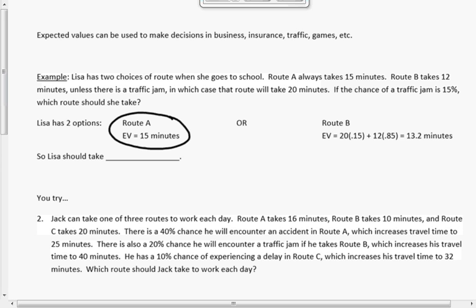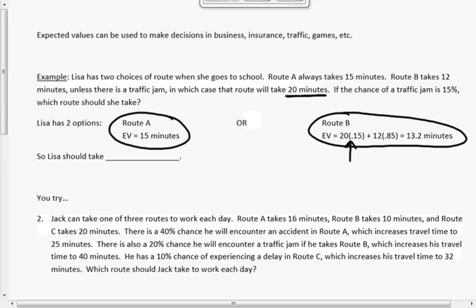Somehow she has found a route that never, ever, ever will get traffic, that she can always make it in 15 minutes. Whereas route B, you'll see that we've got a little bit more information here. So let's talk about this one first. We get this 20 times 0.15 from this right here. The 20 meaning 20 minutes because the outcome is that it would take 20 minutes. And the 0.15 is the probability.